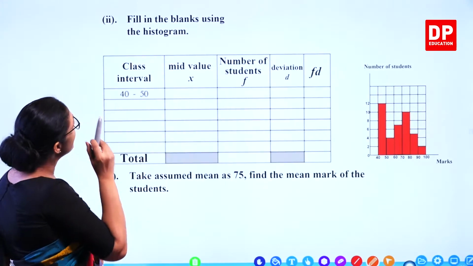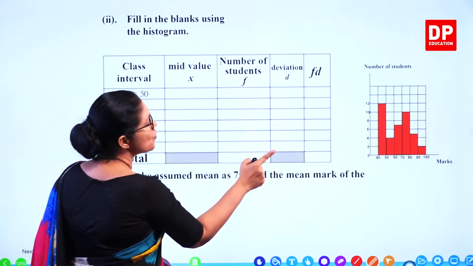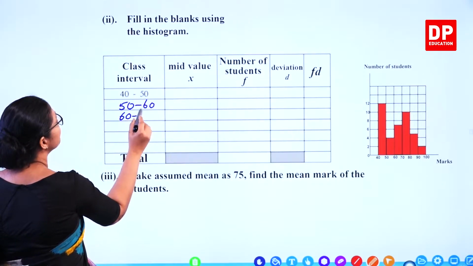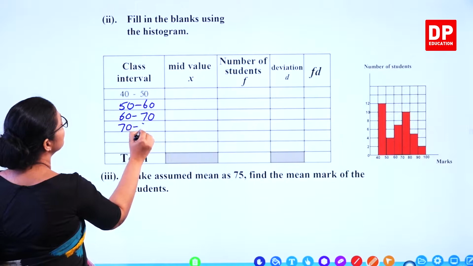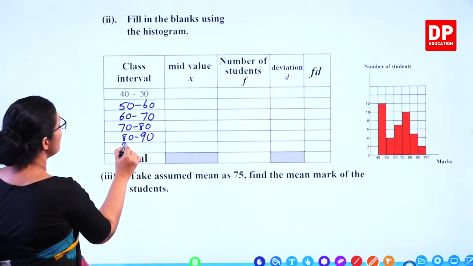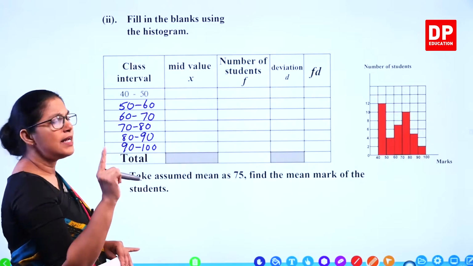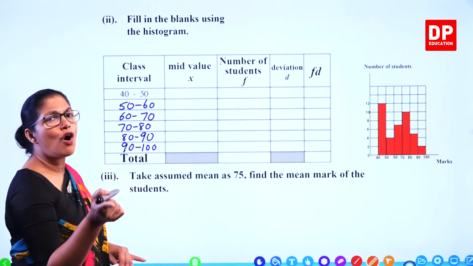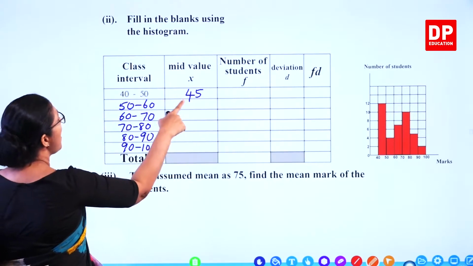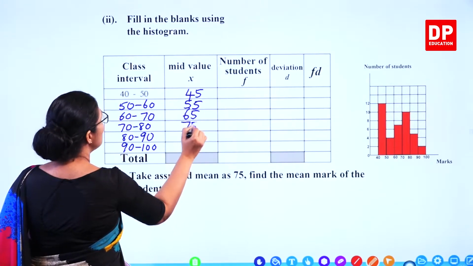Part 2, fill in the blanks using the histogram. So 40 to 50, then 50 to 60 like that. Boundaries are given, and up to 100, 90 to 100. So what are the mid values? You add and divide by 2. 50 plus 40, 90. Divide by 2, you get 45. So that means adding 5. So 50 becomes 55, 65. Those are the mid values.